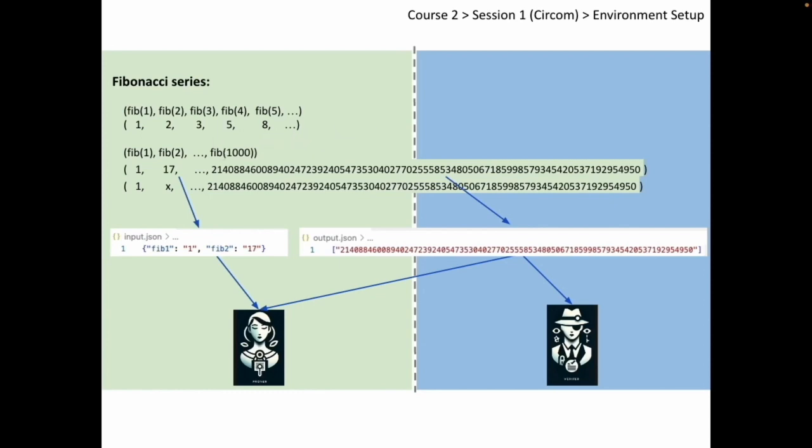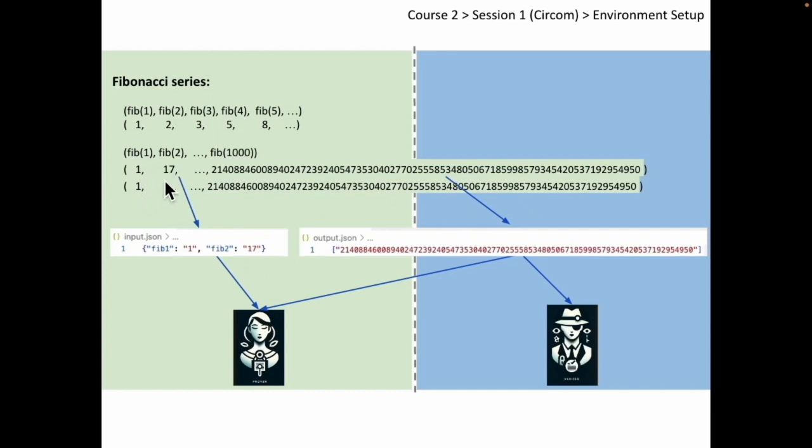Now, as another example, if we consider the first element as 1 and the second element as 17, the next element would be 1 plus 17, 18. And the fourth element would be 17 plus 18, 35, and so on. Now assume the prover has a secret X that she does not want to reveal or share with the verifier. However, she claims that she knows X as the second element of a Fibonacci sequence, such that the 1000th Fibonacci number is equal to this large number.